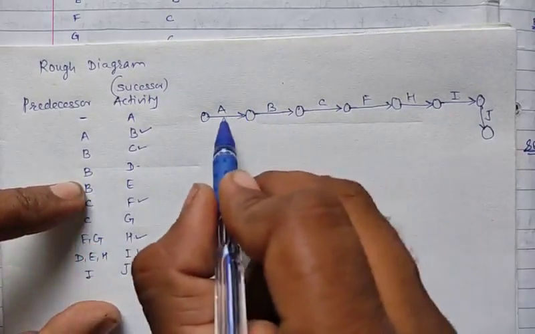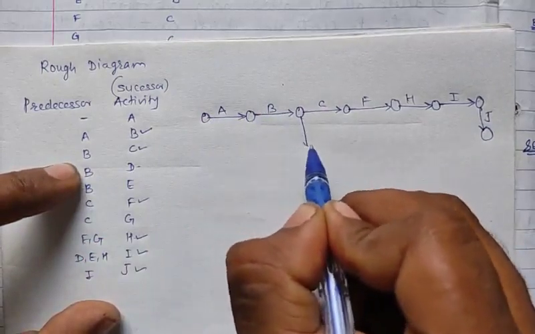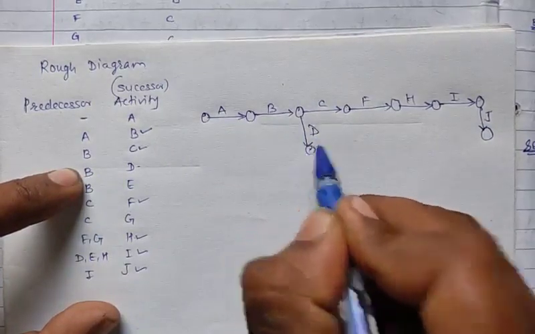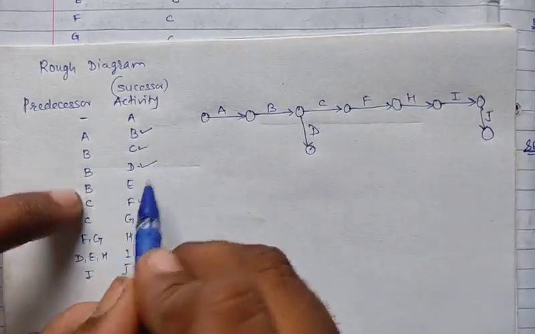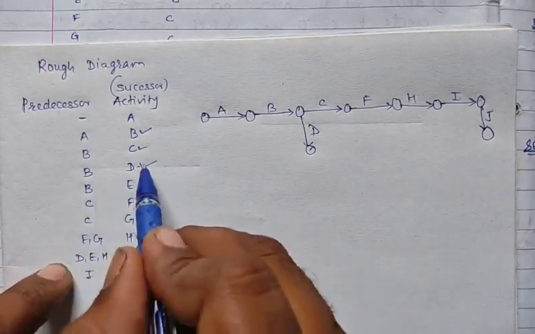Now here, where is B? B goes to what? B goes to D. So this activity is done. So B goes to D. Where does D go?